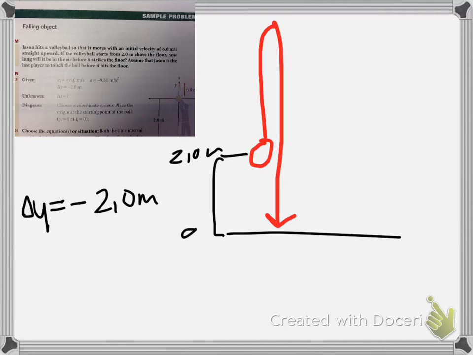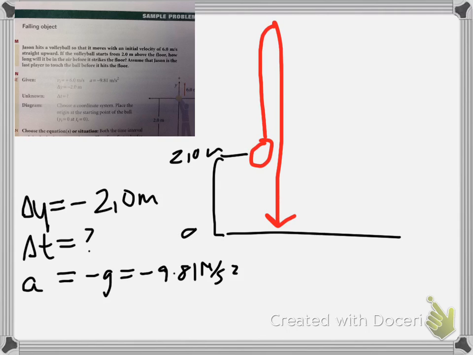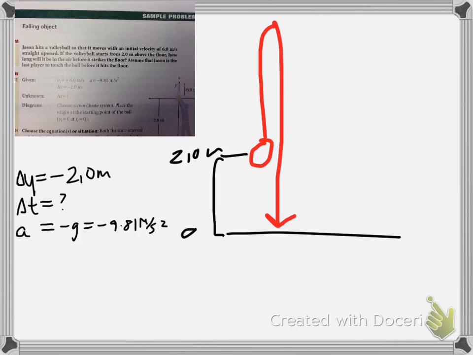So we have a displacement. We would like time. Okay. What else do we have? Oh, we have acceleration. And actually, it's just acceleration because it's constant. So it's initial, it's final, it's everything. What is it? Negative g. Negative 9.81 meters per second squared. We've got one other thing. We have VI. We're told that it's hit upward with an initial velocity of 6.0 meters per second.